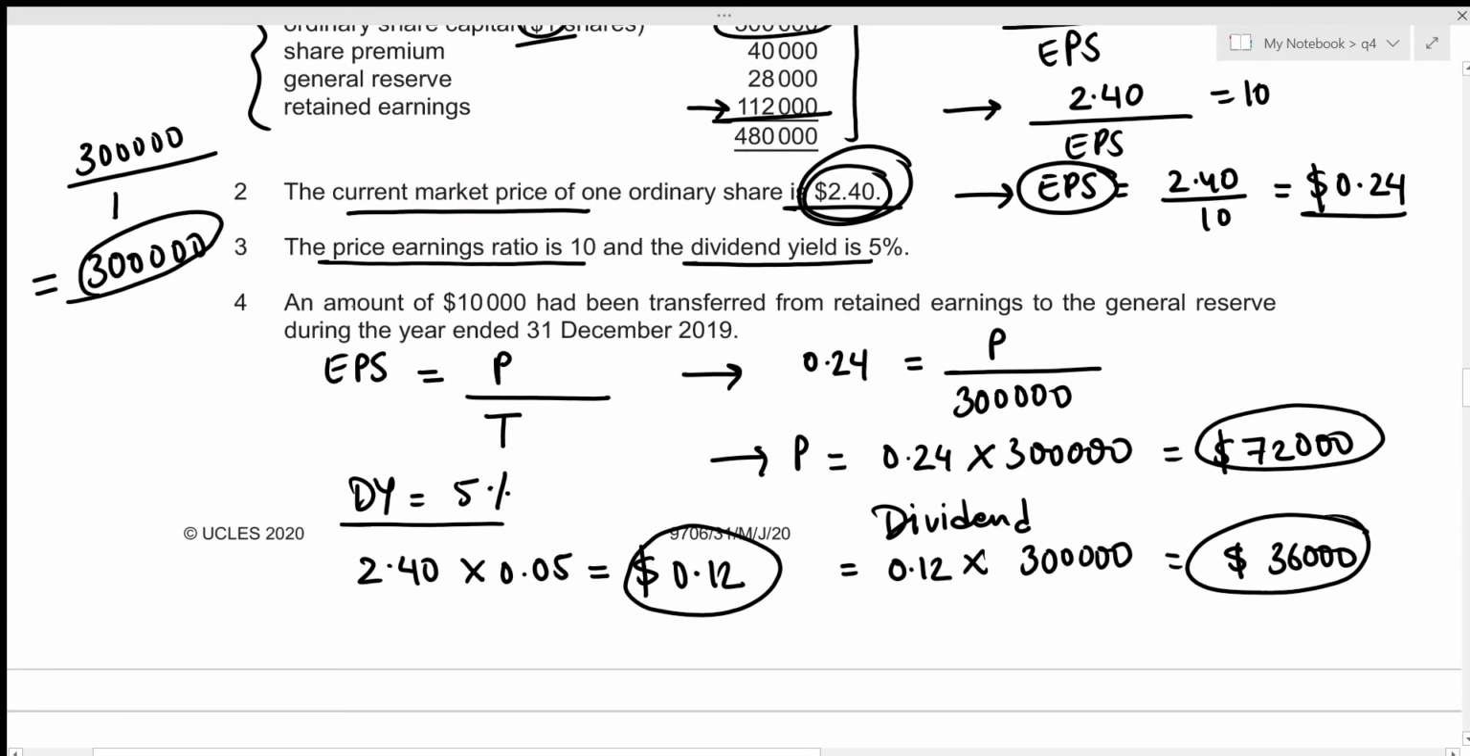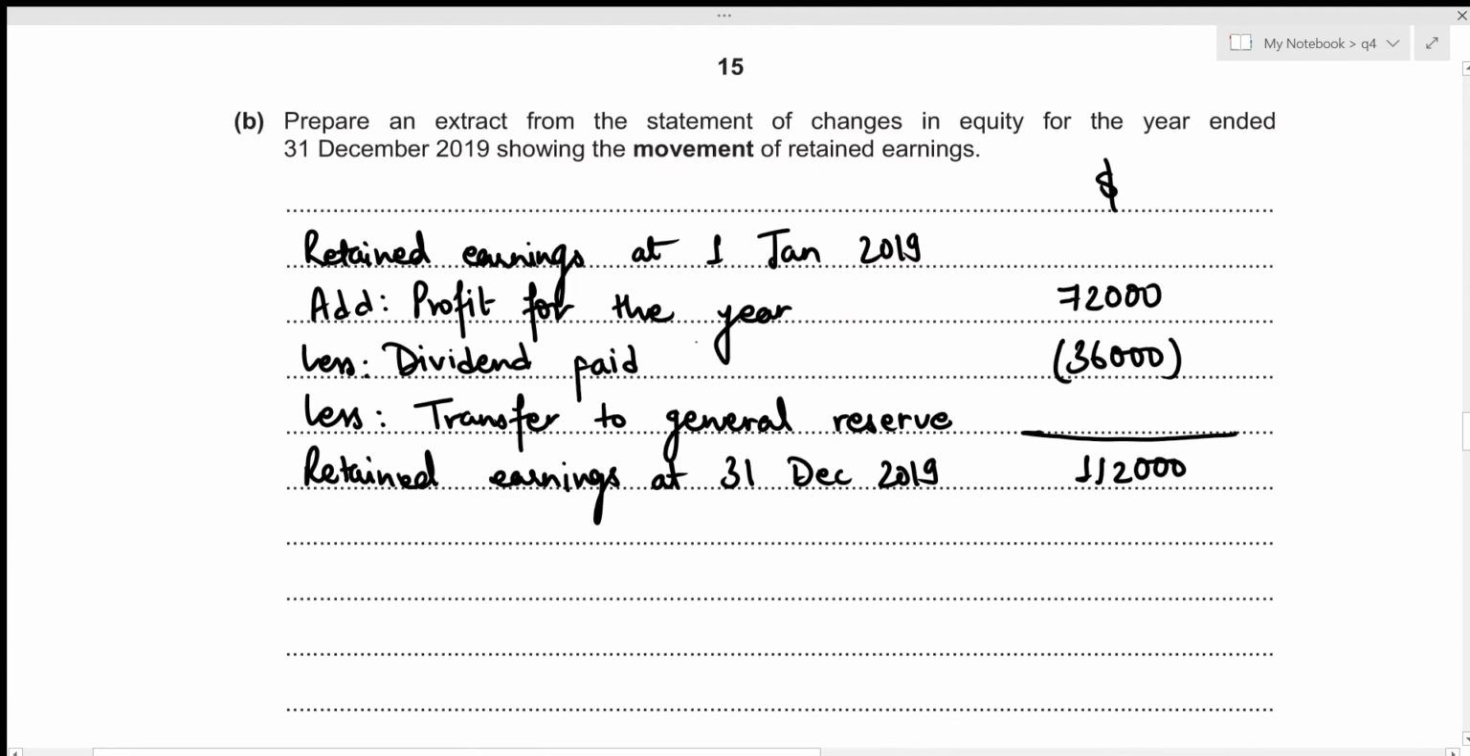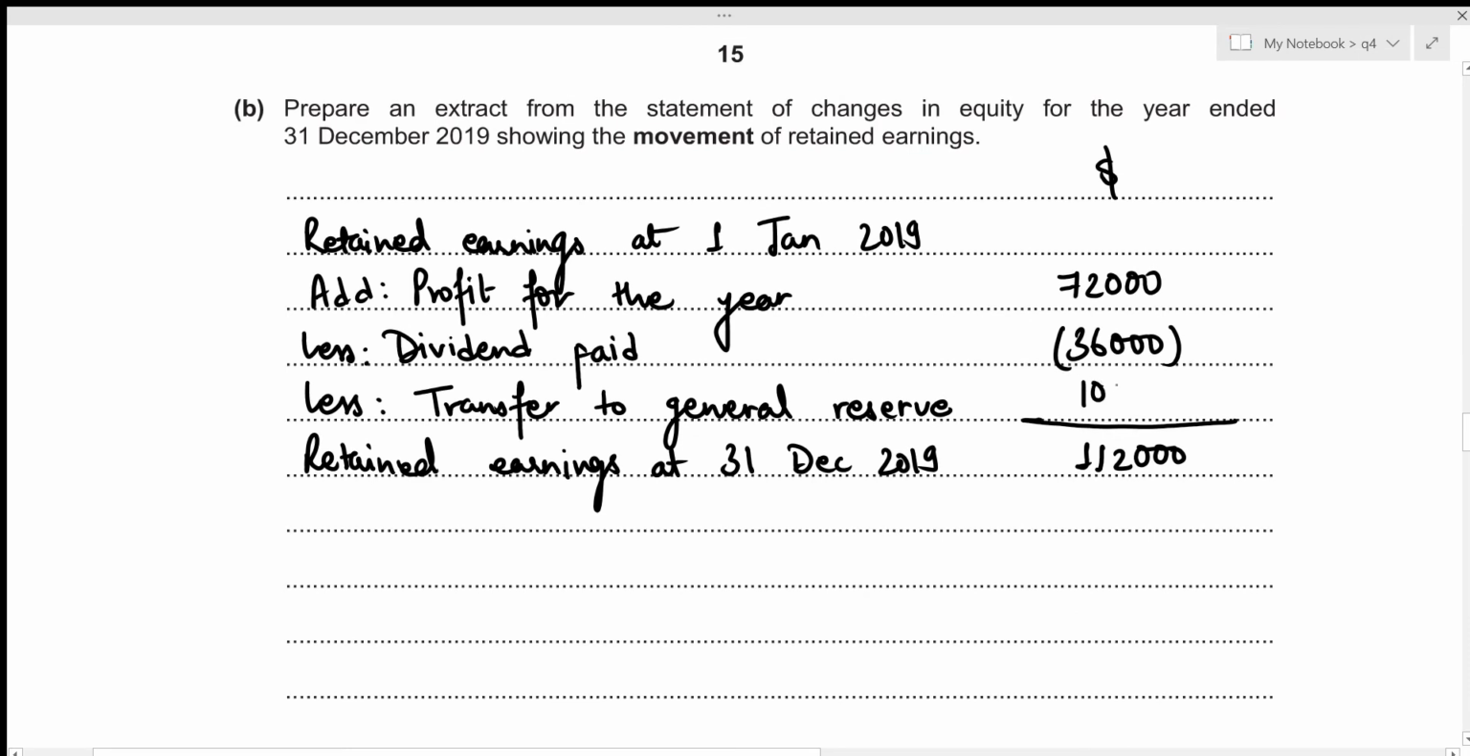Then we are given information regarding the transfer. An amount of 10,000 had been transferred from the retained earnings to the general reserve during the year ended 31st December 2019. So we will be subtracting this transfer value as well. Okay, now we do not know the value for our opening retained earnings balance, so this will act as our balancing figure. And we know that whenever we're trying to figure out the balancing figure, we just need to subtract these values from the total. So in this case, that's going to be 112,000 minus 72,000 plus 36,000 plus 10,000.